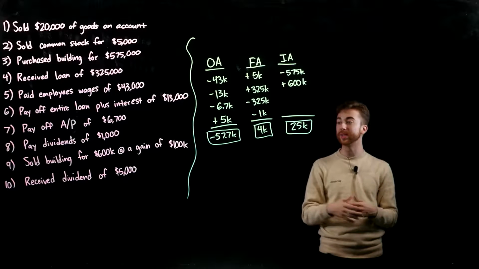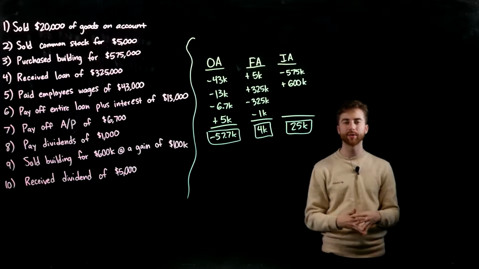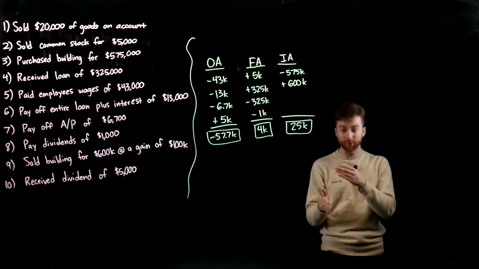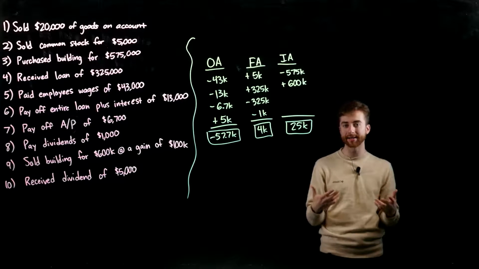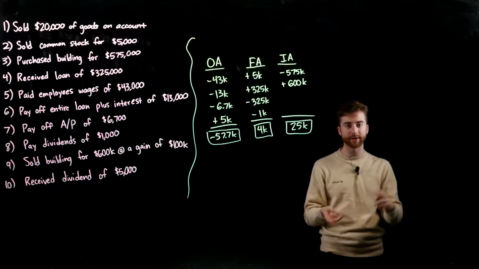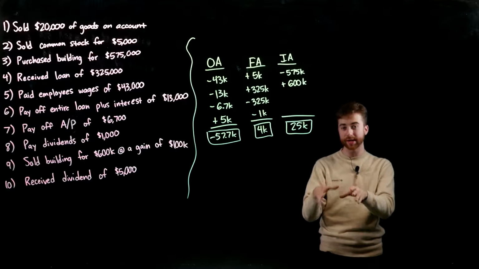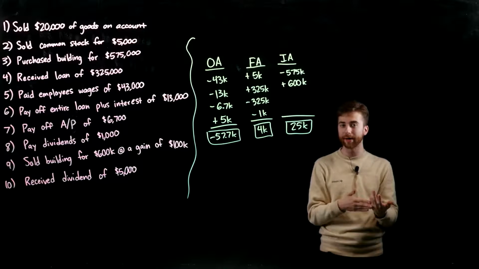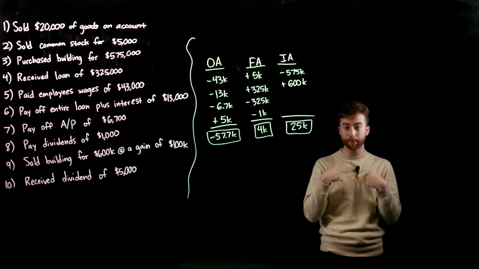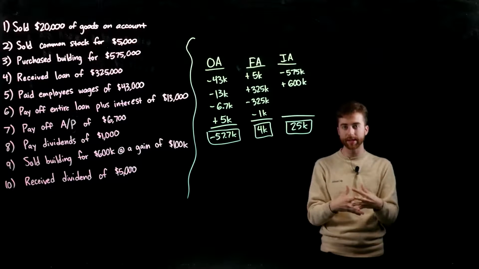So number 9, we sell a building for $600,000 at a gain of $100,000. What that gain is saying is that we had this building and we've been depreciating it for some point in time, because remember, when we have a long-term asset like a building or equipment or a vehicle, we depreciate it, or allocate the expense associated with that asset, over time. And we'll have something called book value, which is the cost that we purchased the asset for minus what we've depreciated so far, the accumulated depreciation.